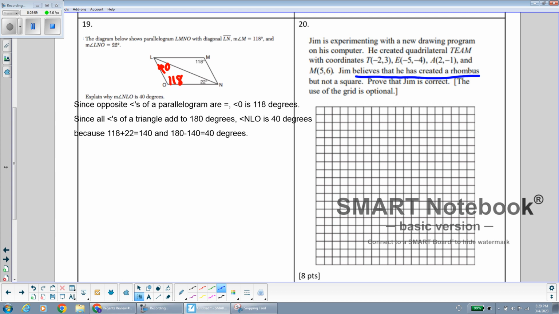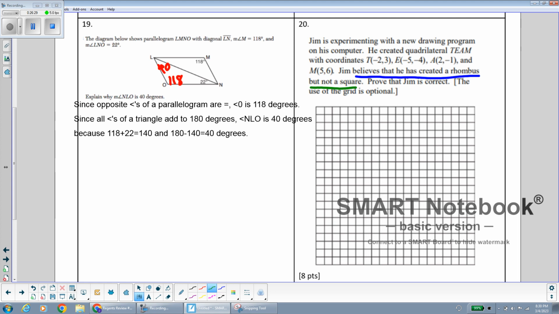So if you just pick any two sides next to each other and you use distance formula and you show that they have the same length, then you know it's a rhombus. Put the concluding statement, this is a rhombus because it has congruent consecutive sides. Then, since you're proving it is not a square, you need to show it's not a rectangle. Because if it's not a rectangle, it can't be a square. A square is both rhombus and rectangle.